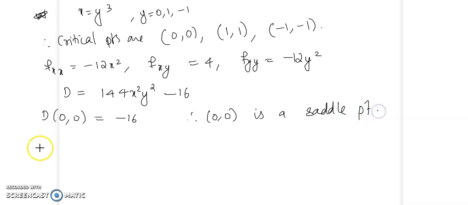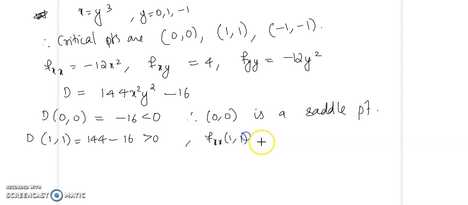If d is negative, you will get a saddle point in that case. d of 1, 1 will be 144 minus 16, so this is going to be positive, and fxx of 1, 1 will be minus 12, which is less than 0. So therefore 1, 1 is a relative maximum, since fxx is negative.